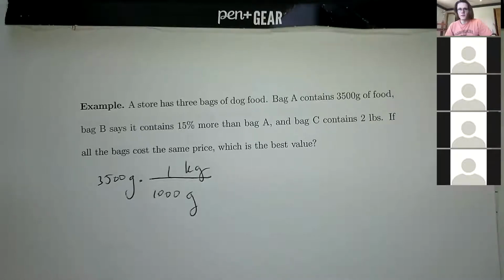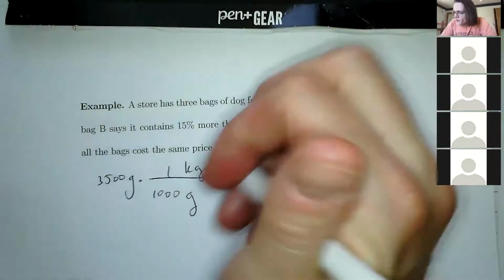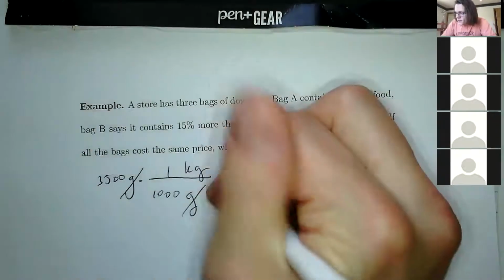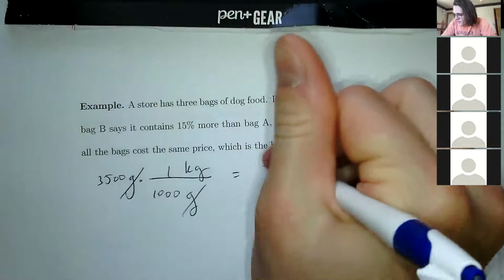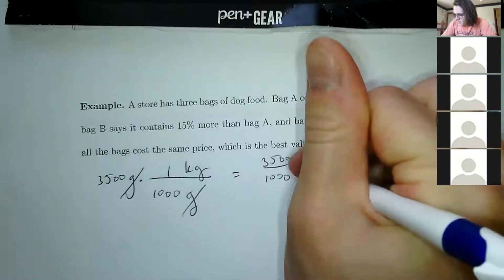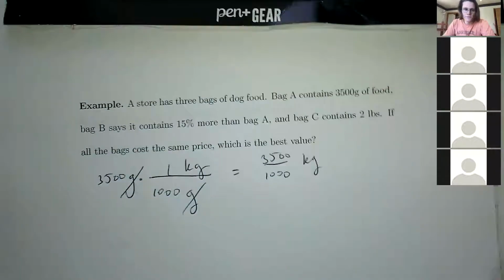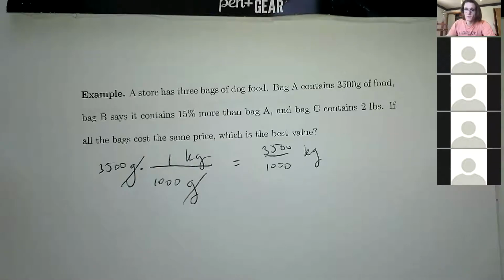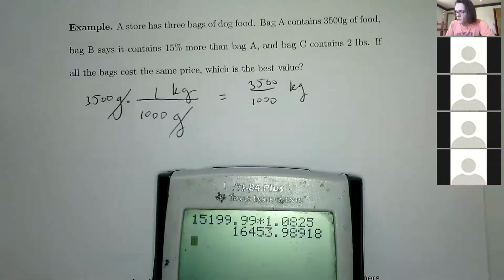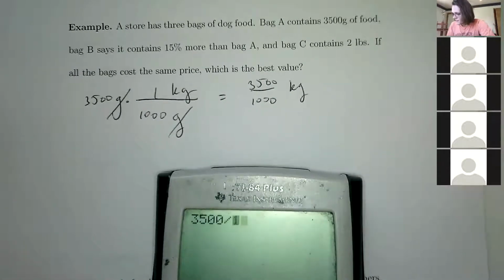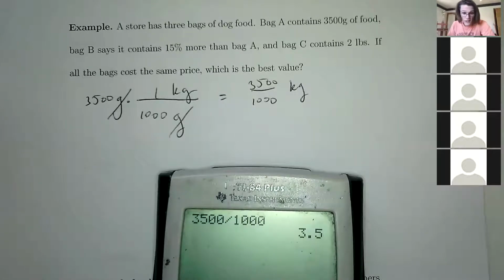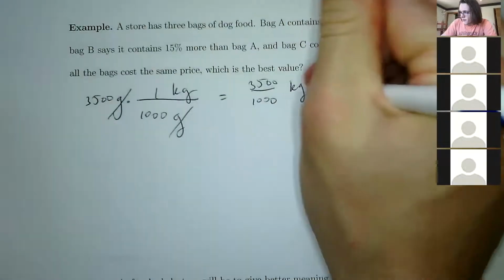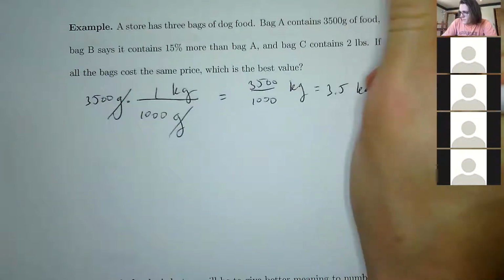All right, good. And then the grams cancel, and I'm in kilograms. So as I said, I get 3,500 over 1,000 kilograms. When you divide and multiply by powers of 10, it just shifts the decimal place because everything we do is in base 10. But if you weren't sure, you could also just use your handy calculator and get 3.5. So it's 3.5 kilograms. All right, so that's A.